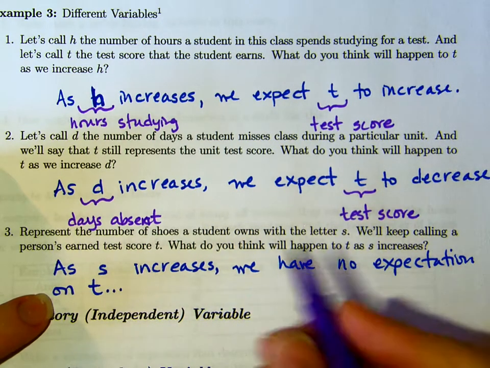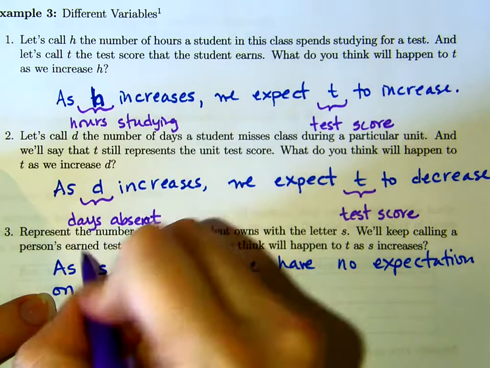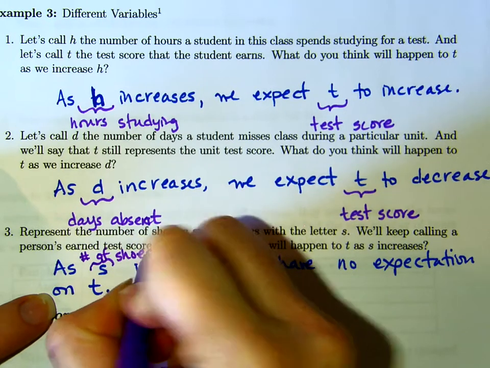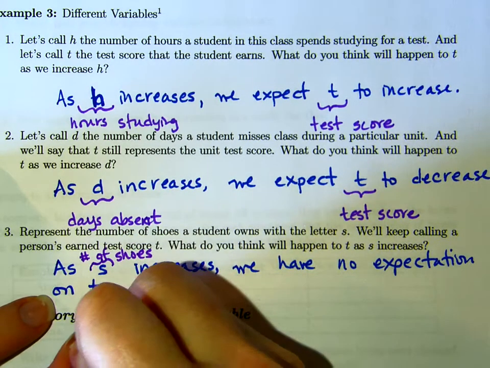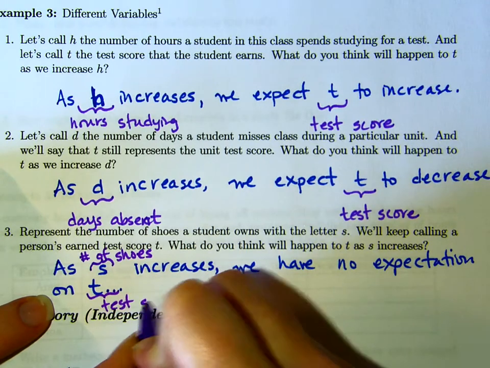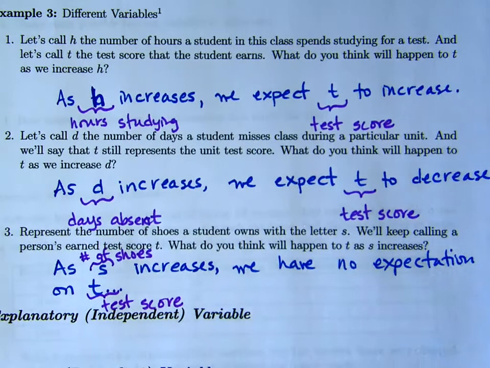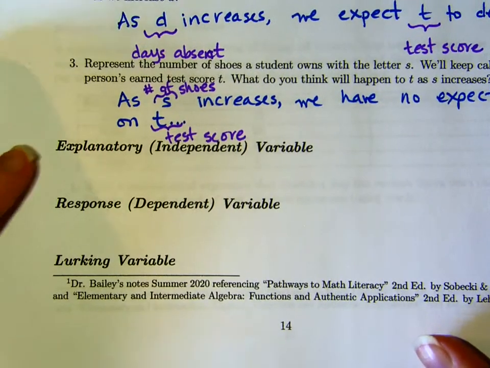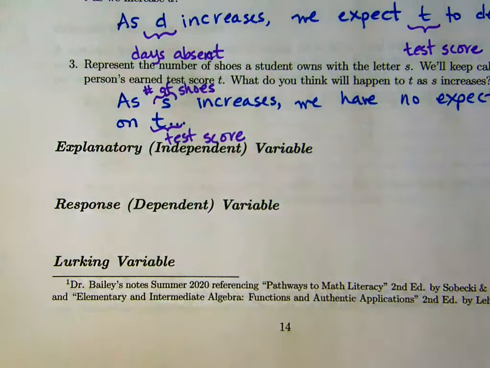So S represents the number of shoes, and T, test score. To write it out in terms of the actual meaning of the variables, as the number of shoes increases, we have no expectation on the test score. We just don't know. Which brings me to these words, which I actually used in section 1.1. And now I'm going to write their definitions, at least how I define them.